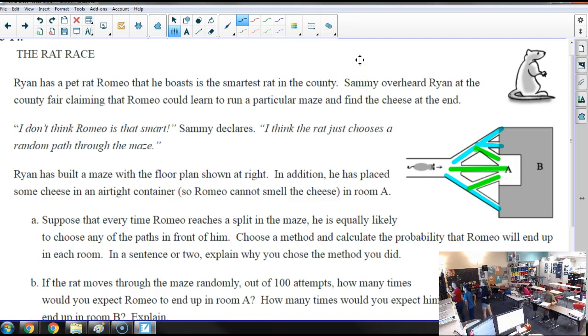Okay, so there's a third, a 1/3 for each of these. From this point, there's a 1/2.